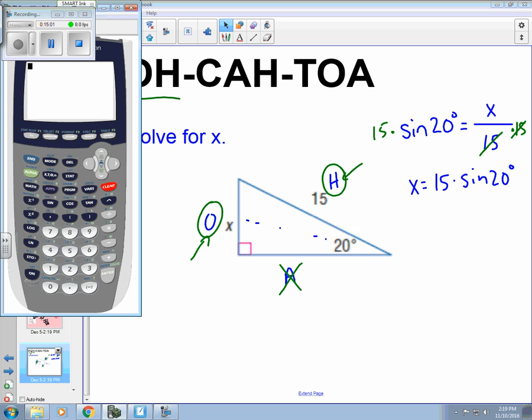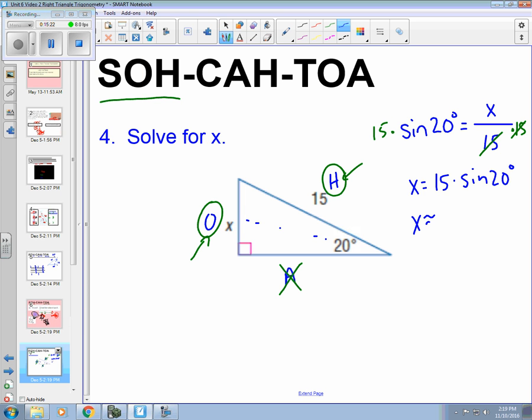So now type in the problem, 15 times the sine, type in your degrees here, which is 20, hit enter, and it'll tell you. Looks like our missing side length is about 5.13. And so that would be the answer to the problem.